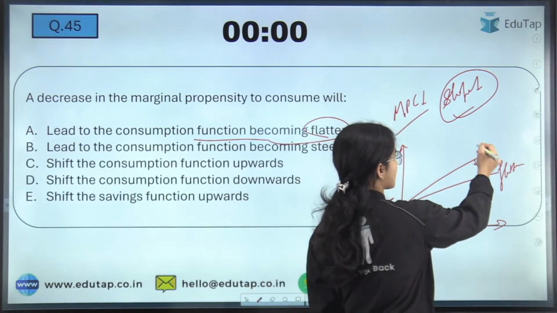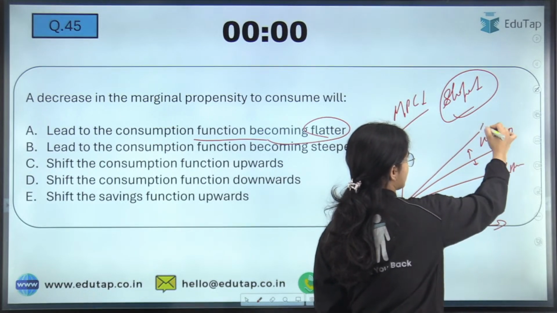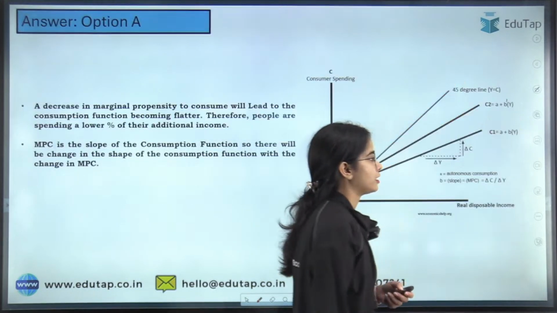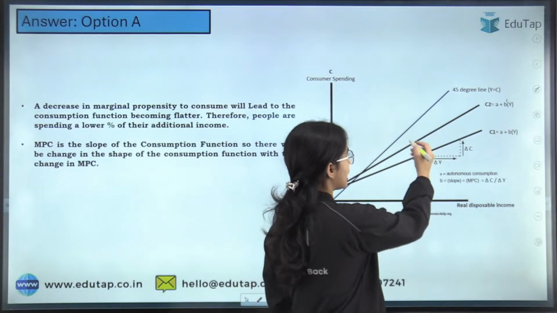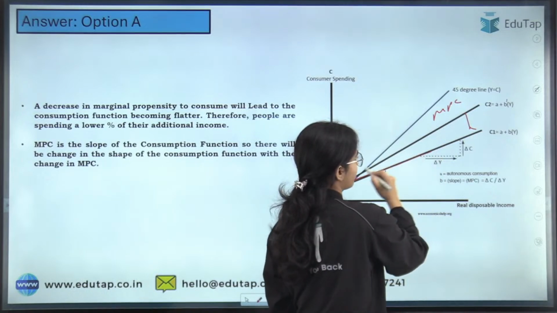If the MPC is increasing, the consumption function will become steeper. So this is the idea. Okay. So if the MPC is declining, the consumption function becomes flatter.